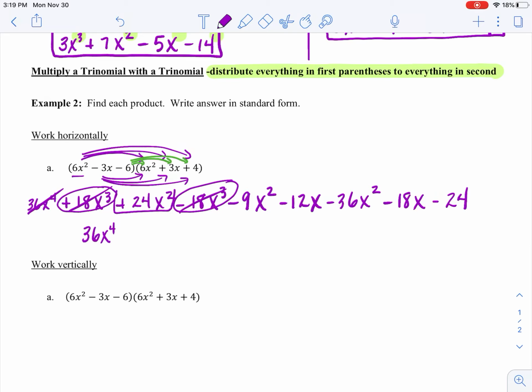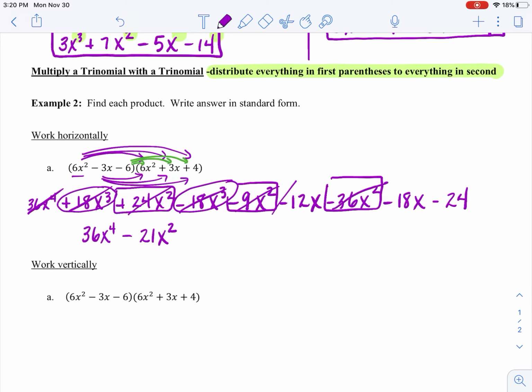The positive 24x squared and the negative 9x squared add up to a positive 15x squared, but we also have negative 36x squared. So we have a positive 15x squared and a negative 36x squared. That's going to make a negative 21x squared. And notice how I'm going in descending order of exponent. I'm always looking for the next lowest exponent and working my way down. So the x squared terms are gone.